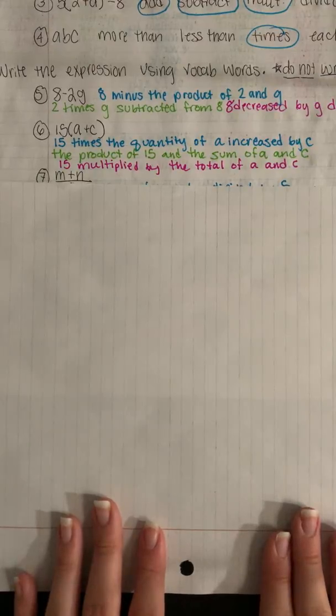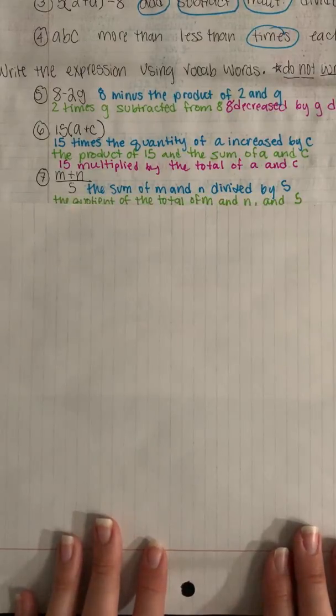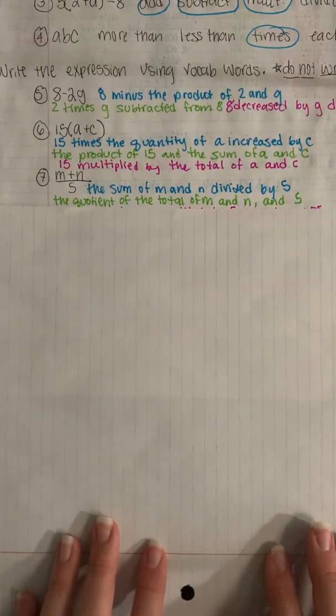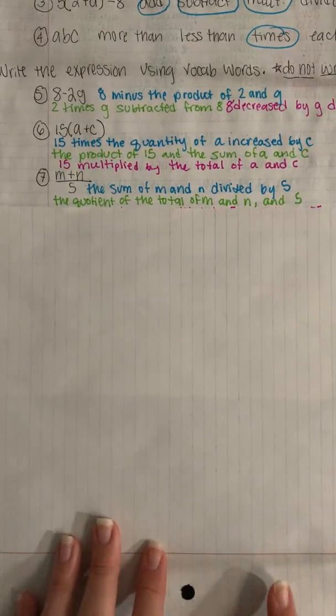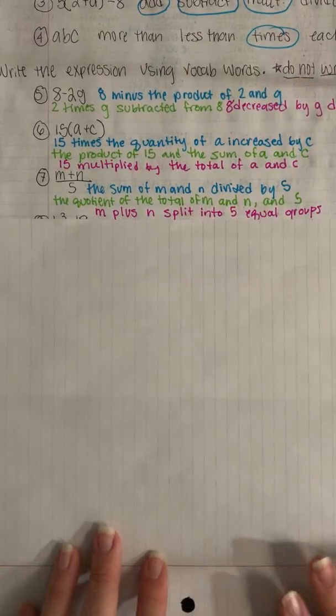M plus N over 5. You could write the sum of M and N divided by 5. You could write the quotient, since we're dividing, of the total of M and N and 5. You could also say M plus N split into 5 equal groups. I really like that one.